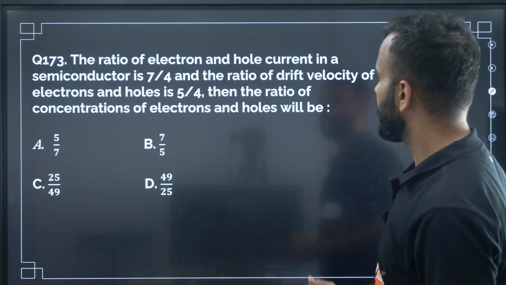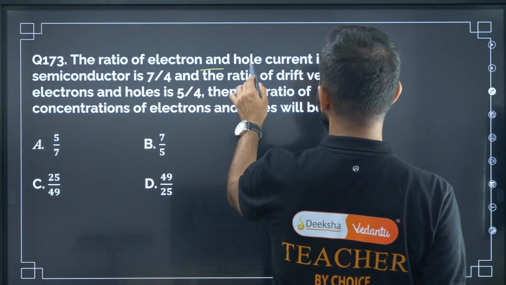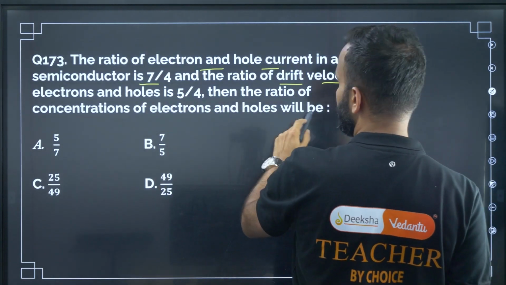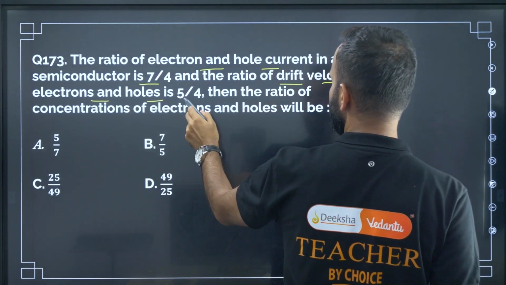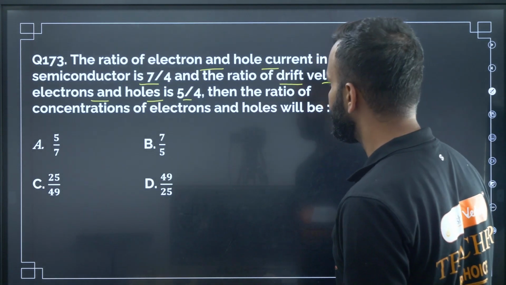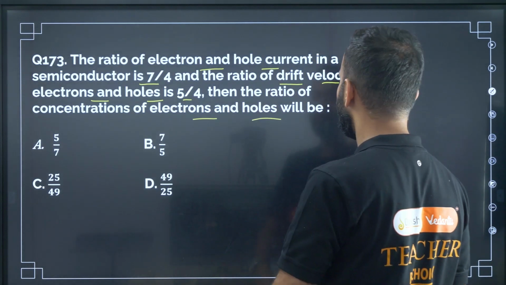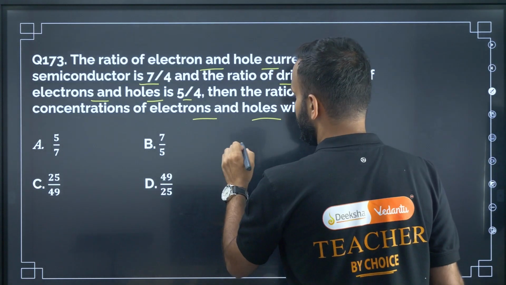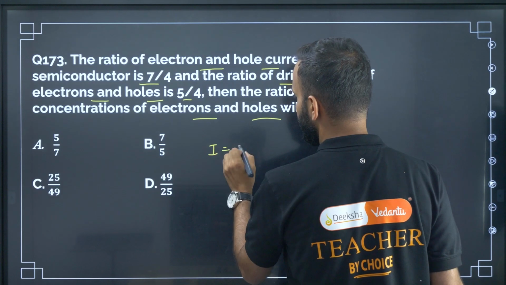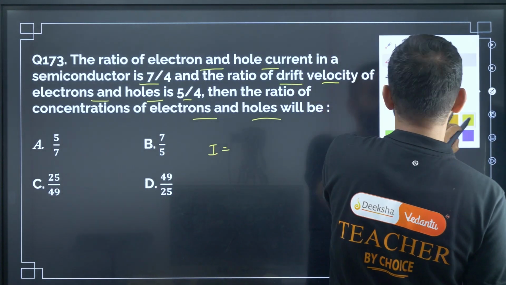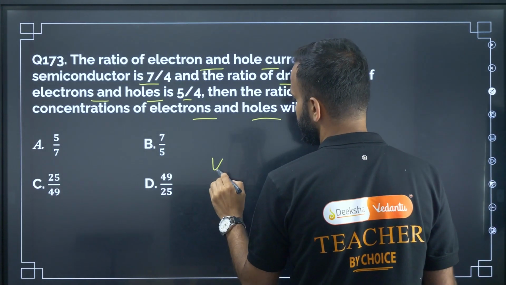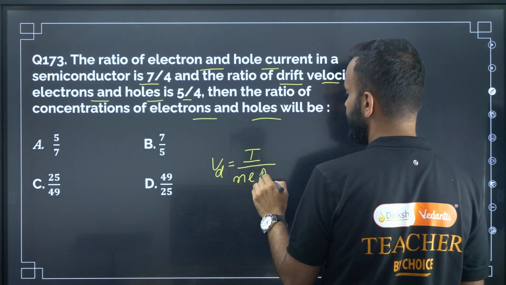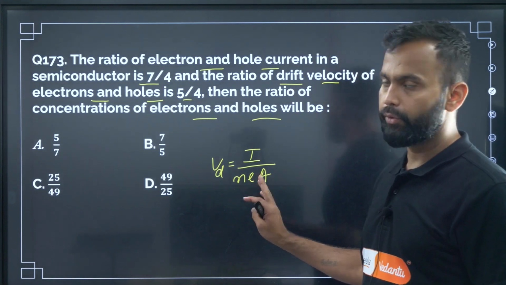Okay, next question, question number 173. The ratio of electron and hole current in a semiconductor is 7 by 4, and the ratio of drift velocity of electrons and holes is 5 by 4. Then the ratio of the concentration of electrons and holes will be? We know that the drift velocity Vd is equal to the current I divided by N into E into A.